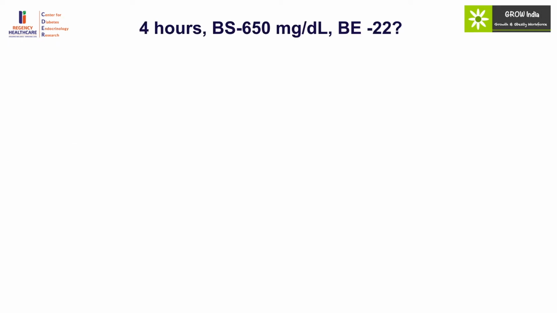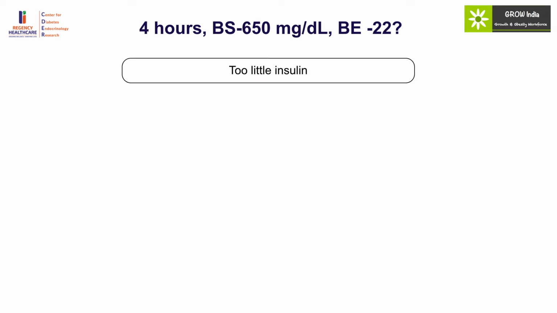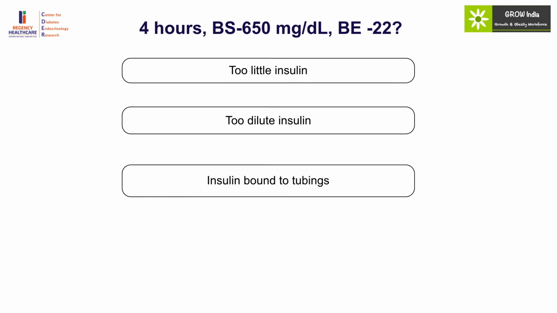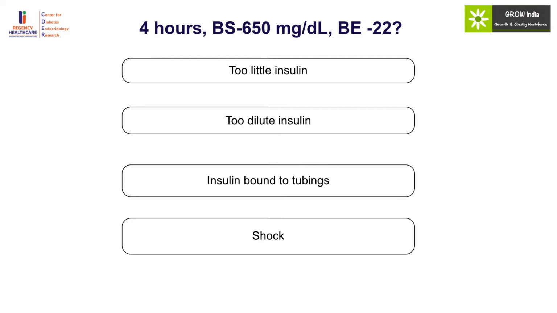So now on follow-up at 4 hours, this child's blood sugar is still high. We expect a 150 decrease within 1 hour of hydration, and then with further insulin maybe another 200 decrease, but it's not decreasing and the base excess is still high. So what is happening? Why is this child not improving? This could be because of too little insulin, too dilute insulin, or the insulin which is bound to tubings. So therefore we need to re-prepare the whole solution, flush it with around 15 to 20 ml, and then restart the infusion. And if it is persistently not improving, one should think of the possibility of hemodynamic instability and shock.